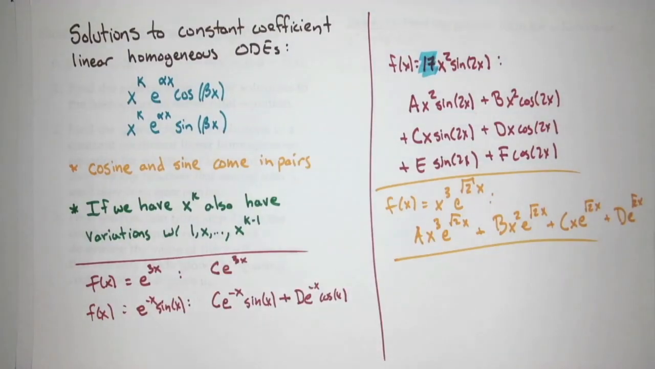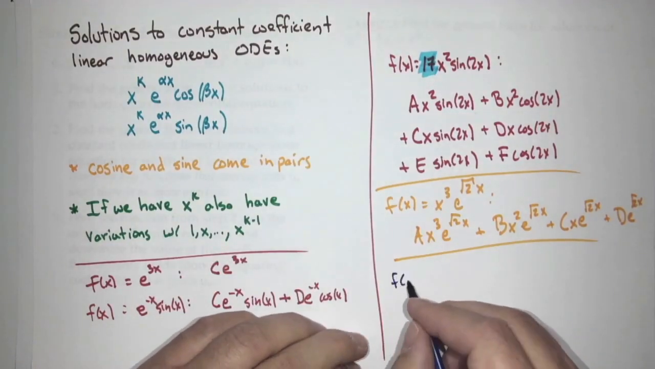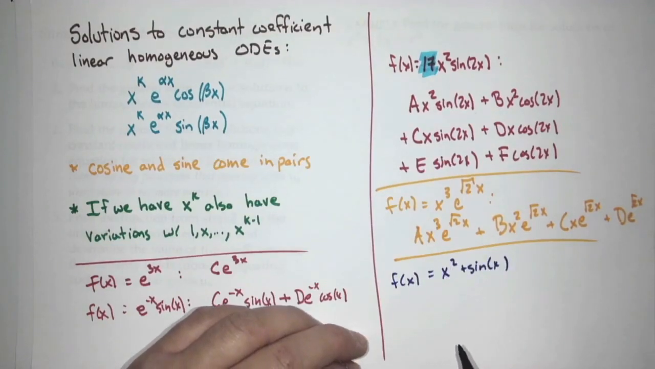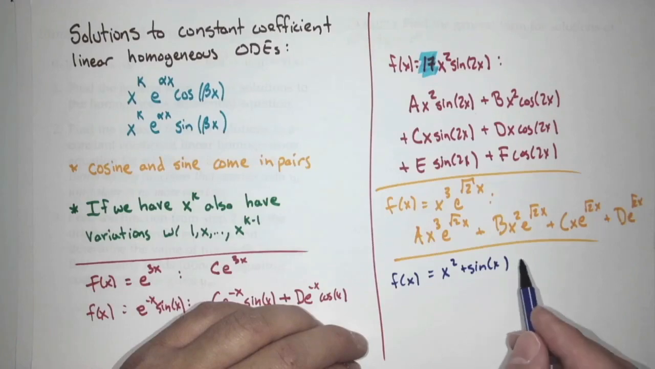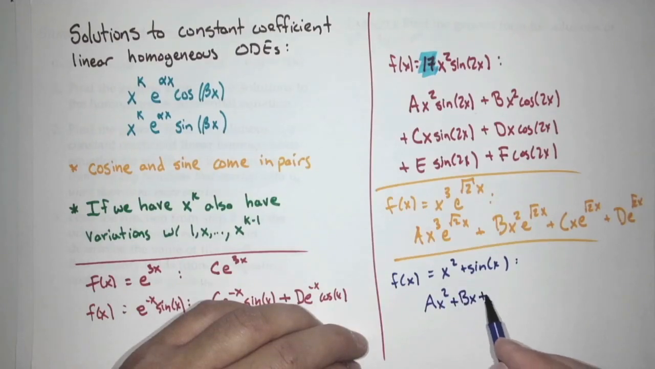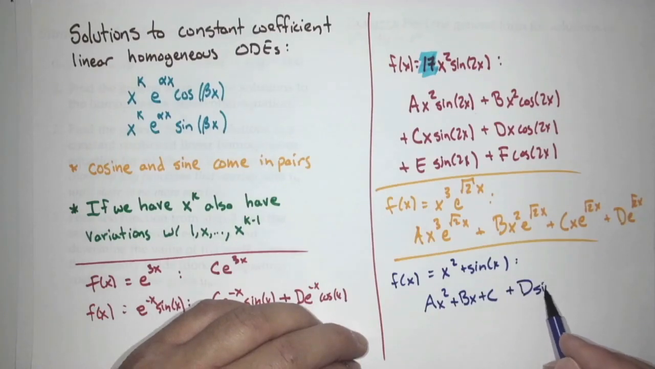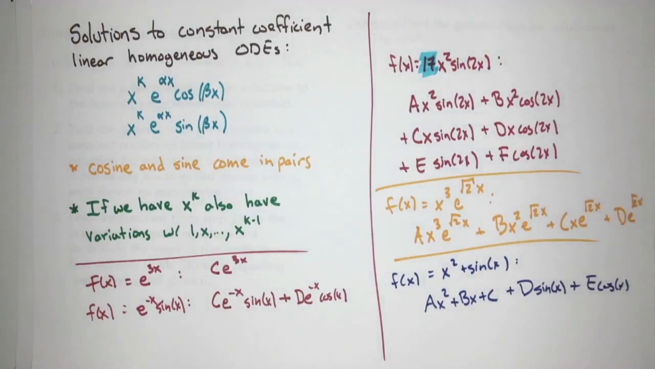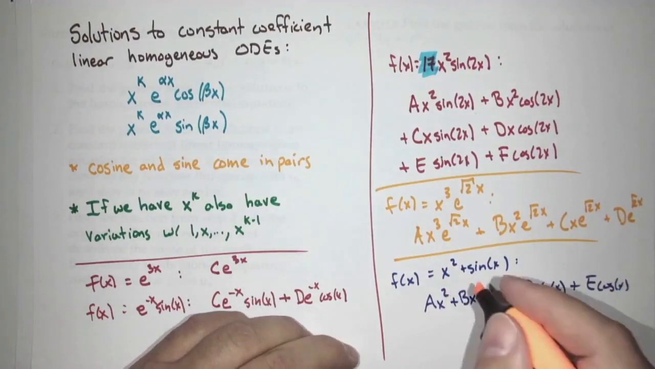Now, I should say that so far we've just done individual pieces. What if we had done multiple pieces? What if we had, say, f of x is x squared plus sine of x? How do we handle that? Okay, someone said ax squared plus bx plus c plus d sine of x plus e cosine of x.